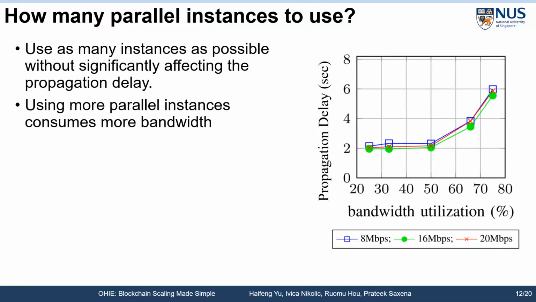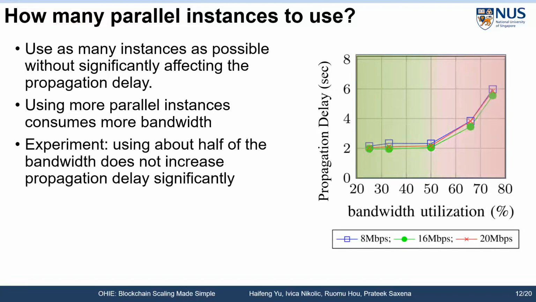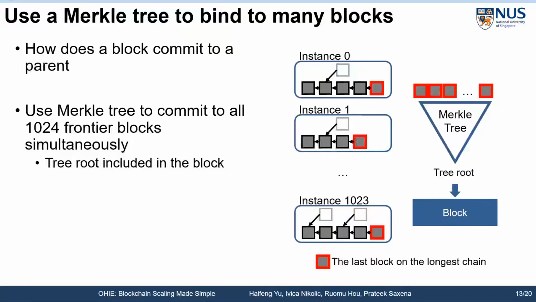Look at the figure there. Our real-world experiments show that we can effectively utilize up to about half of the raw available bandwidth without seeing a much increased delay. In Nakamoto consensus, when mining a new block, the miner will include the hash of the previous block as its parent. This serves to force the miner to commit to the block from which the new block extends.